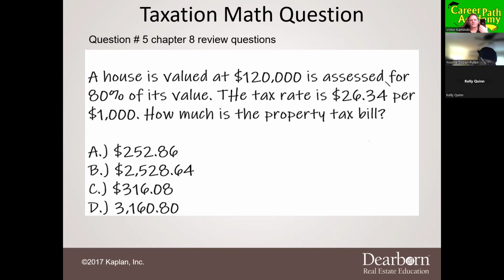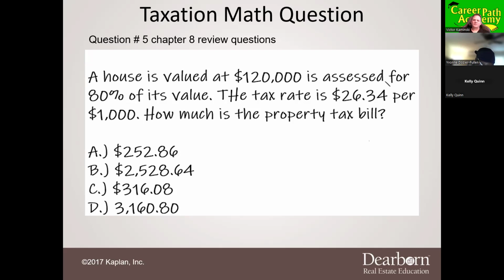You've got a calculator on your cell phone if you need it. So, 120,000 times 80%. That's 96,000. So the assessed value is 96,000.